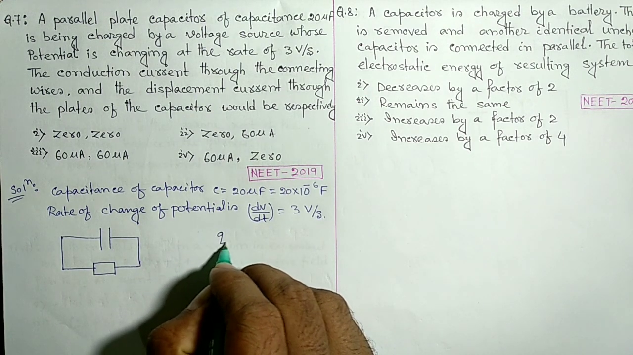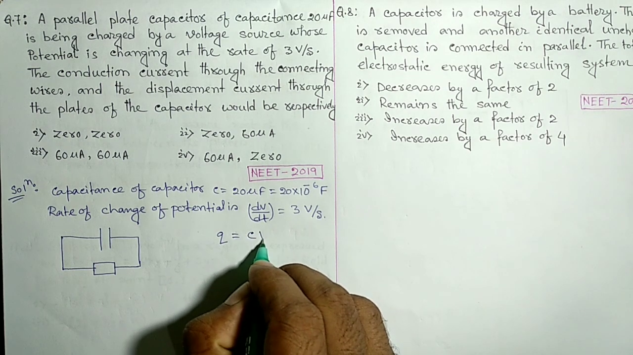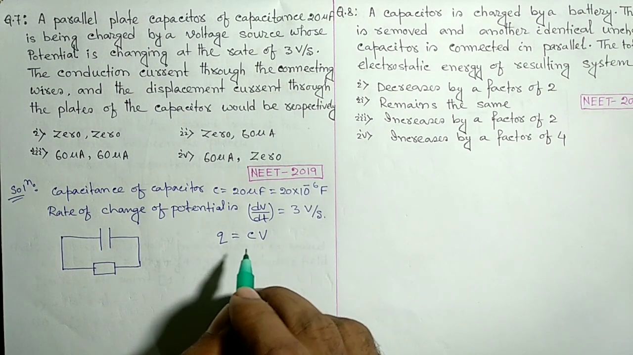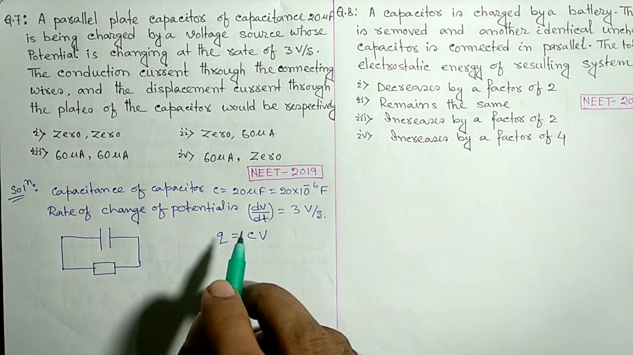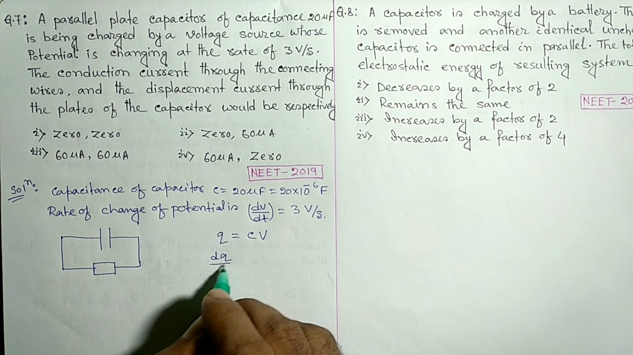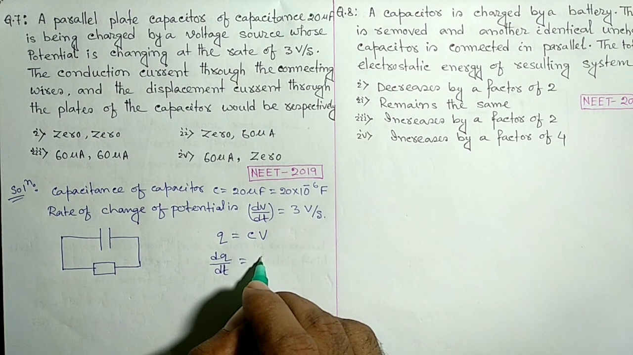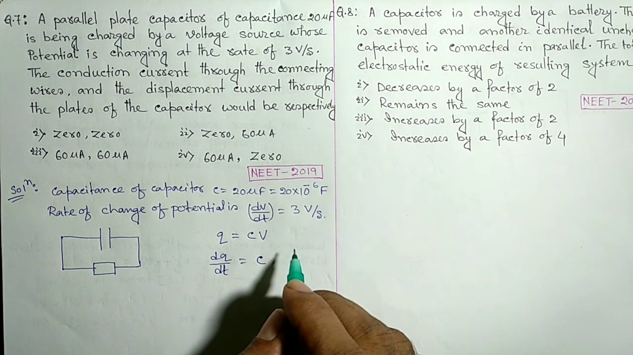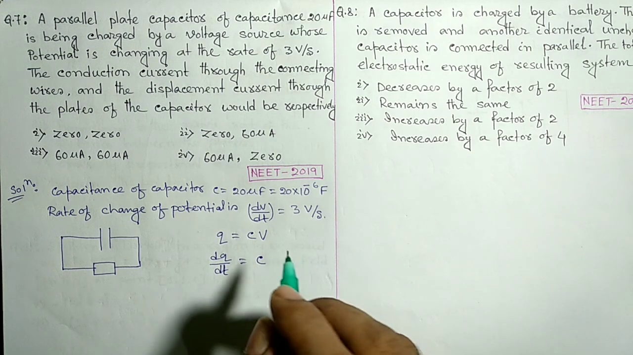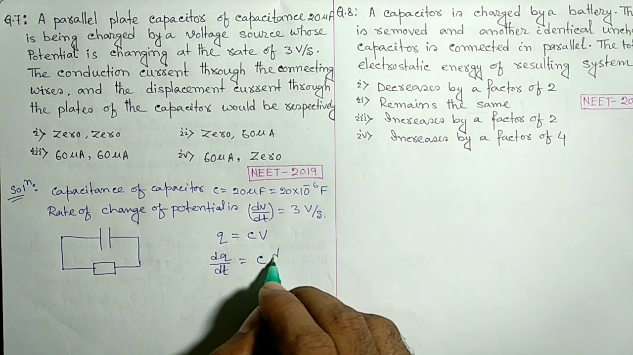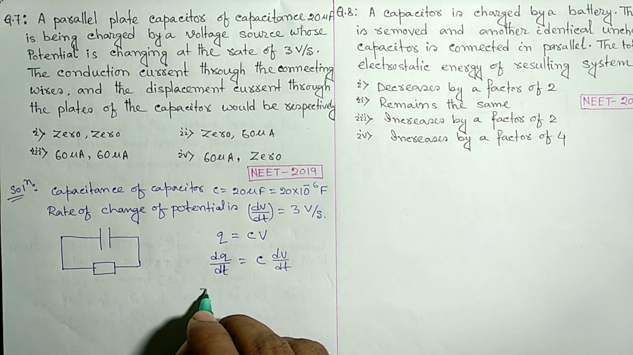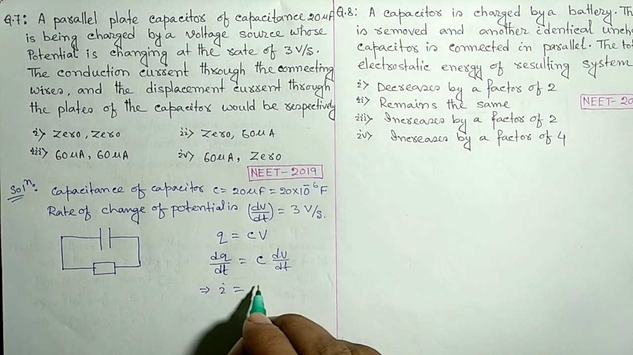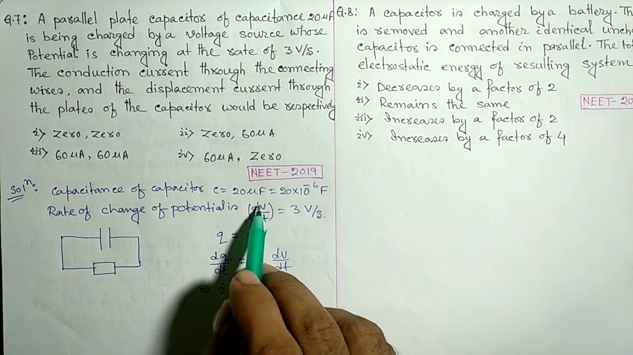Now Q is equal to CV. We know that charge is equal to capacitance times potential. If we take the derivative with respect to time, then dQ/dt is equal to C dV/dt. The capacitance of a capacitor is always a constant quantity, so C is constant here. Now dV/dt is the current I.